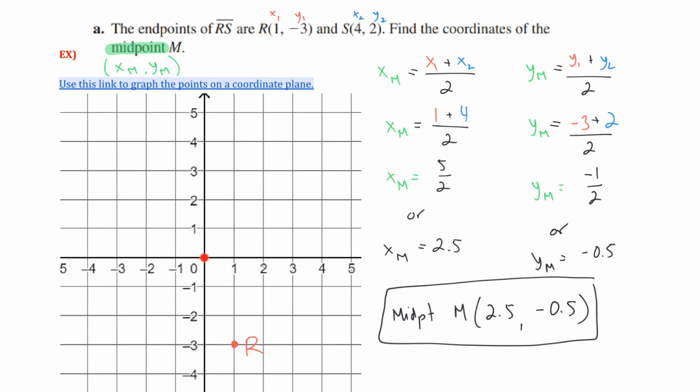And then for point S, again, same thing, starting at the origin. And I'm going to count to the right. 1, 2, 3, 4, because that's my x coordinate. And then up 2 for my y coordinate. And this is where point S will go. Okay. And then we're going to do our best. It's best if you have a ruler on hand. And connect these 2 points with a segment.